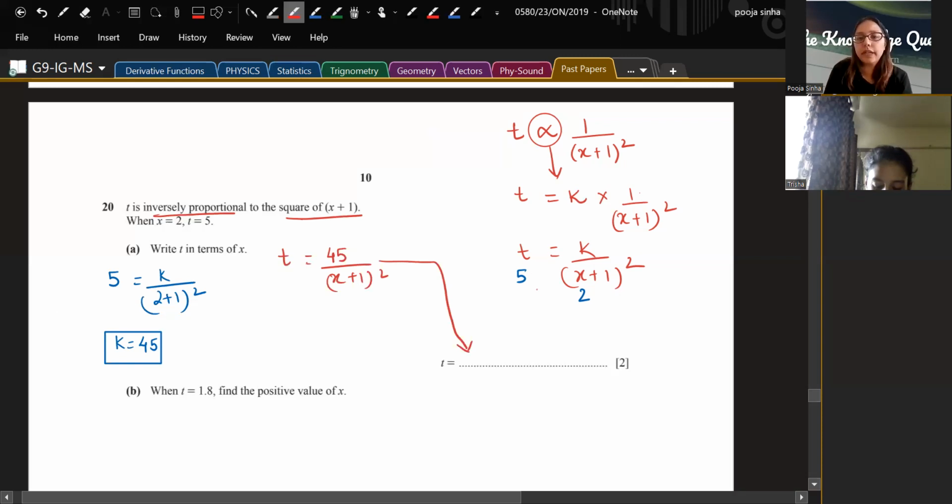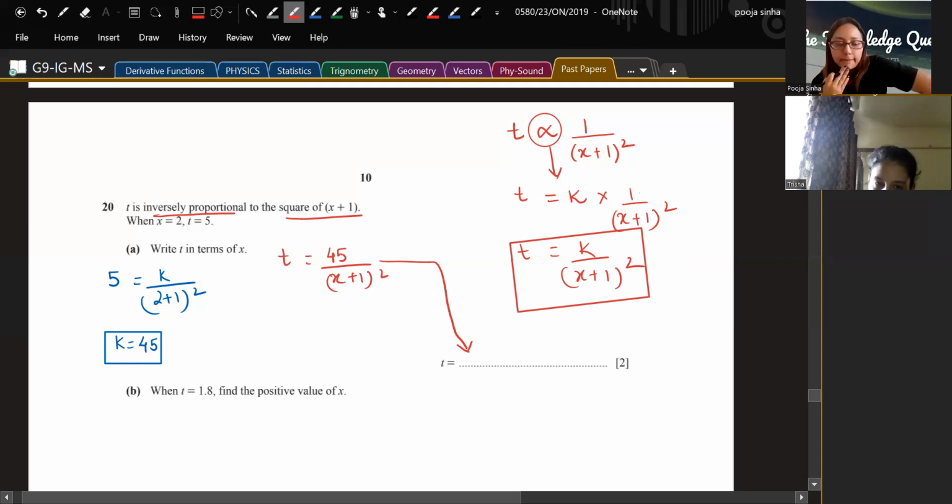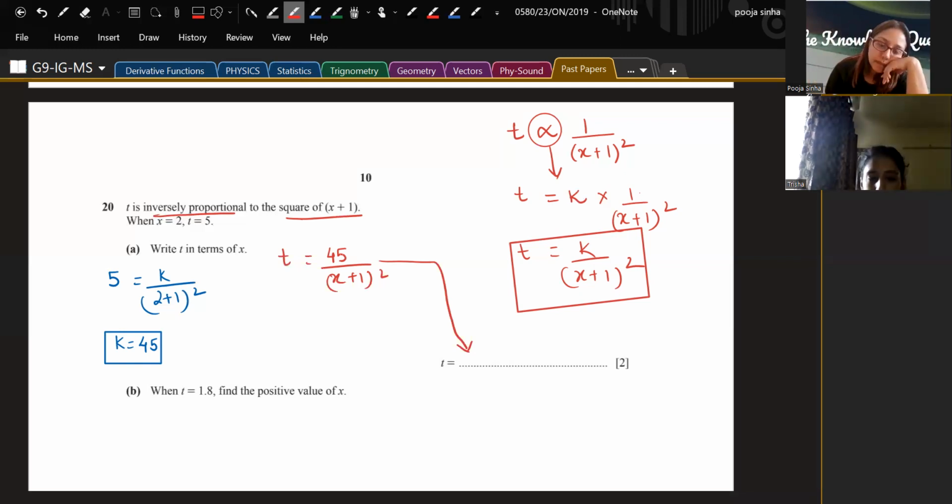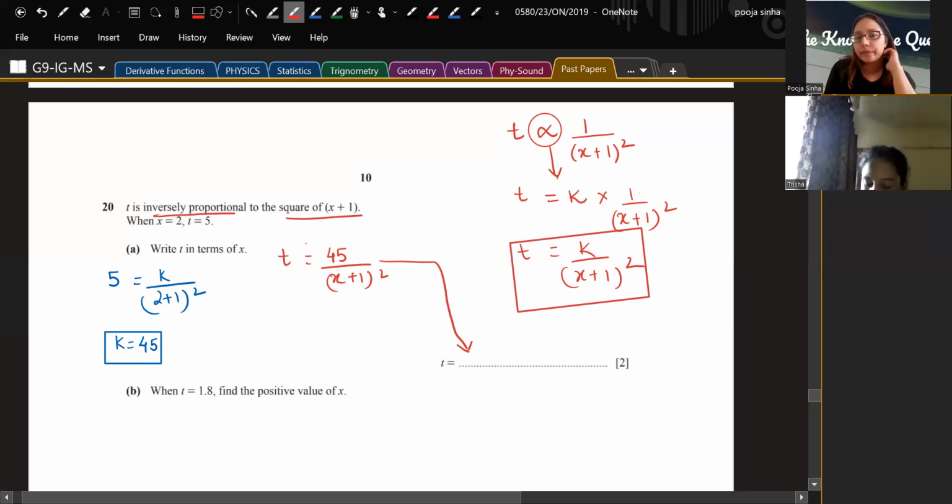We had to figure out what is k, and then I'll answer. Clear? Yeah. So we don't need to simplify x plus 1 whole square, as of now, because in the first part they are not asking for that. They're asking t in terms of x. So just had to figure out what is k and then put the answer here.